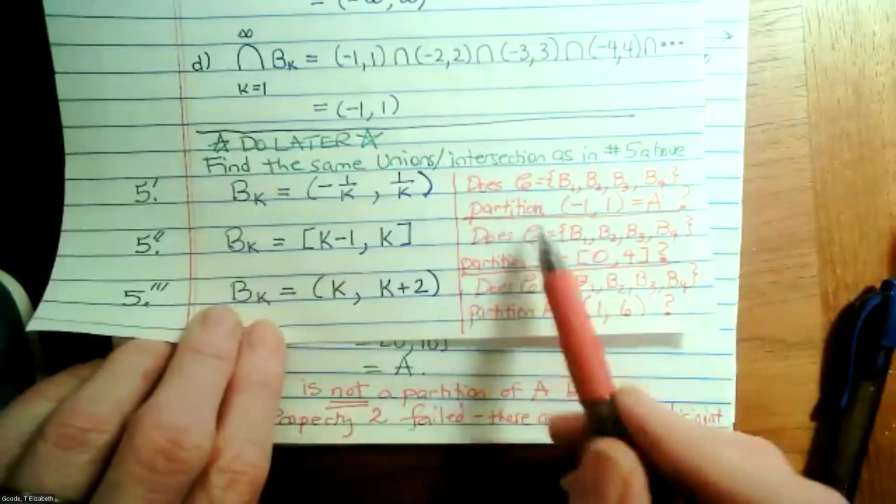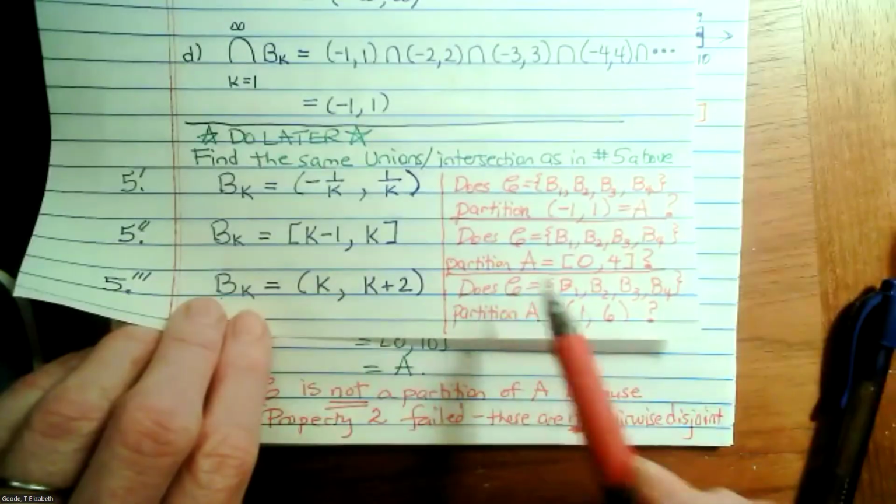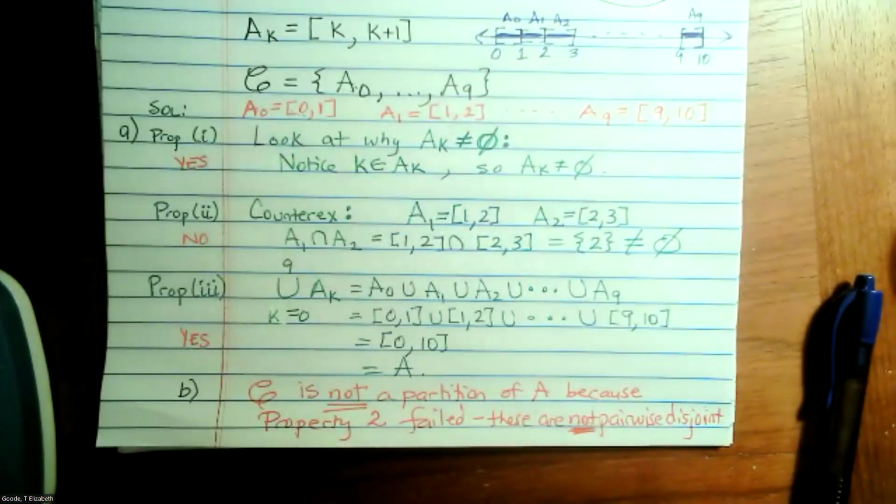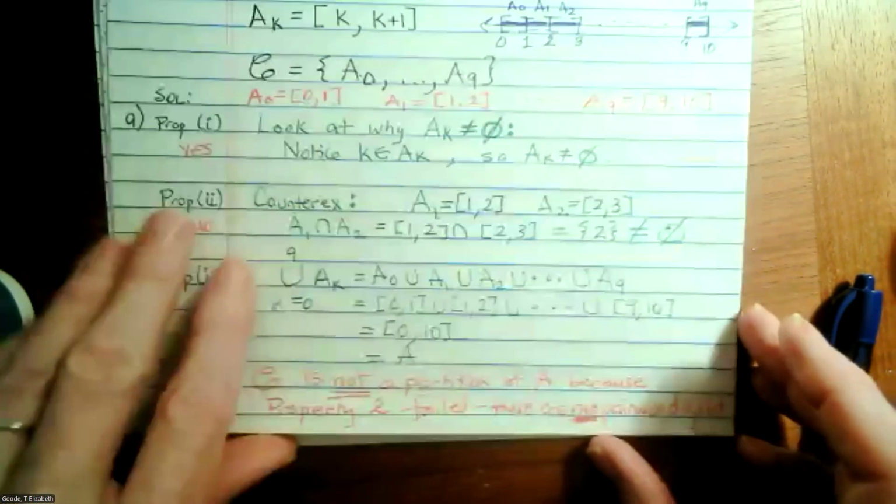It's more than just partition; check each of the three properties, like practice checking all three properties, okay? To get the most out of it. All right, so that was all from the test except for the extra credit problem.